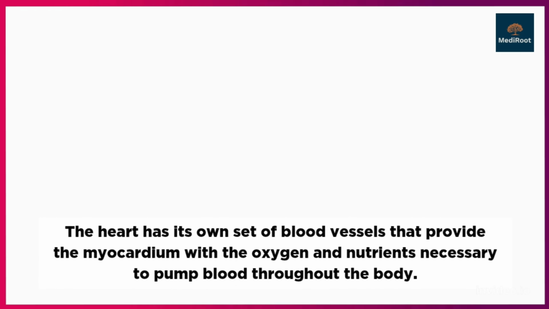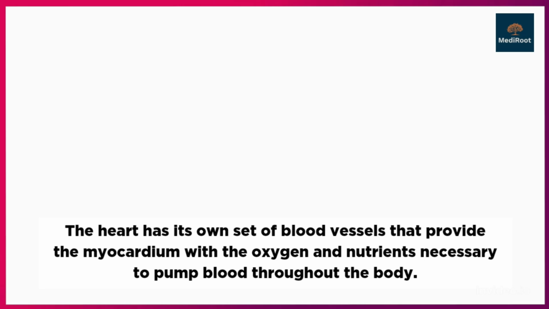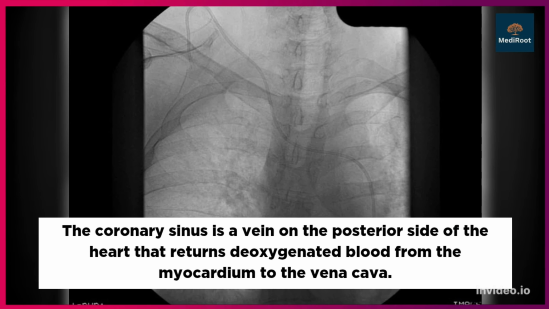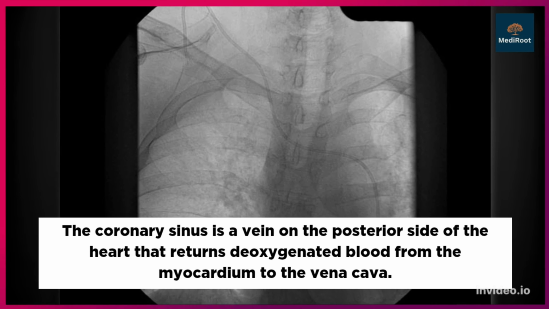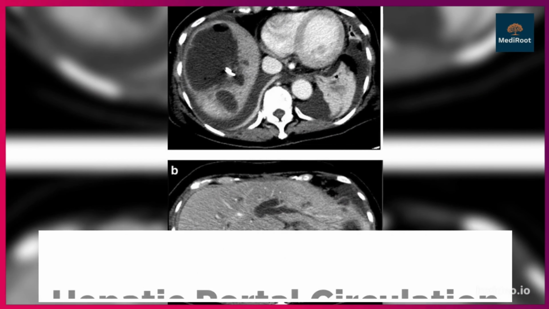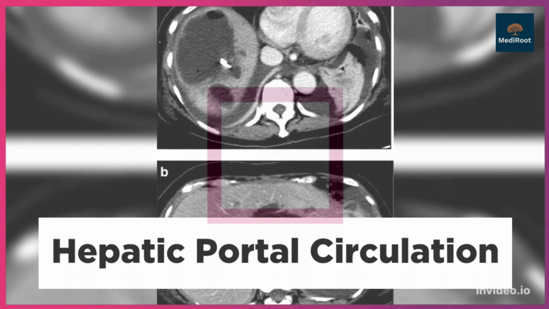Coronary circulation. The heart has its own set of blood vessels that provide the myocardium with the oxygen and nutrients necessary to pump blood throughout the body. The coronary sinus is a vein on the posterior side of the heart that returns deoxygenated blood from the myocardium to the vena cava.